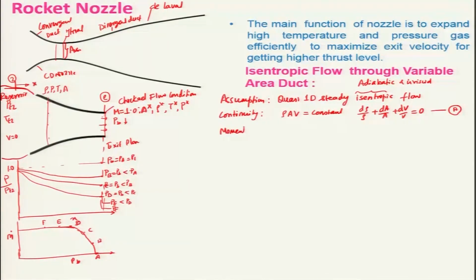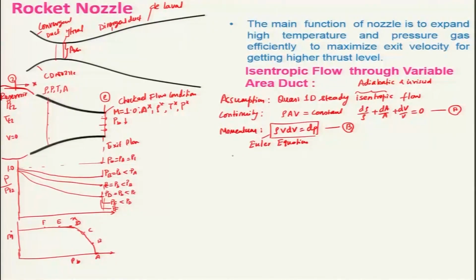For one dimensional isentropic flow, the momentum conservation equation is basically rho V dV is equal to minus dP. This is known as the Euler equation. You might have studied it earlier. Let us say this is equation B. We will be using equations B and A to get a relationship between the area and velocity.